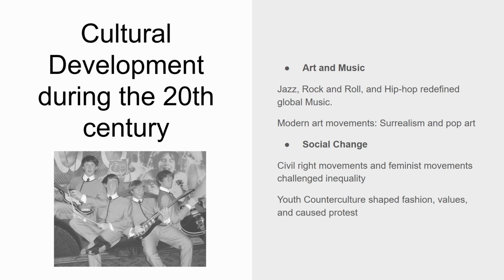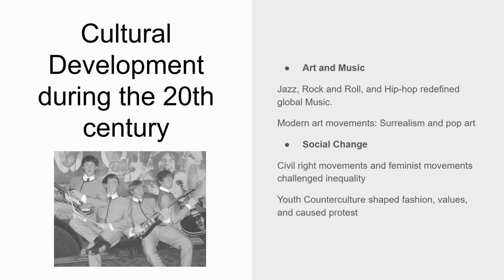Social changes such as civil rights movements and feminist movements challenged inequality, which basically, for civil rights movements, people of African American heritage or just darker skin color believed, and rightfully so believed, that they should be equal to anybody that had white skin. And feminist movements were just women wanting equal rights to men, such as equal pay, equal importance, right to vote, things such as that.